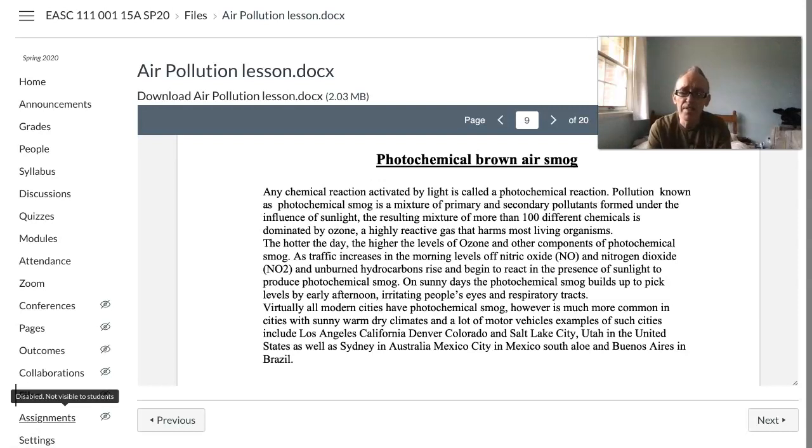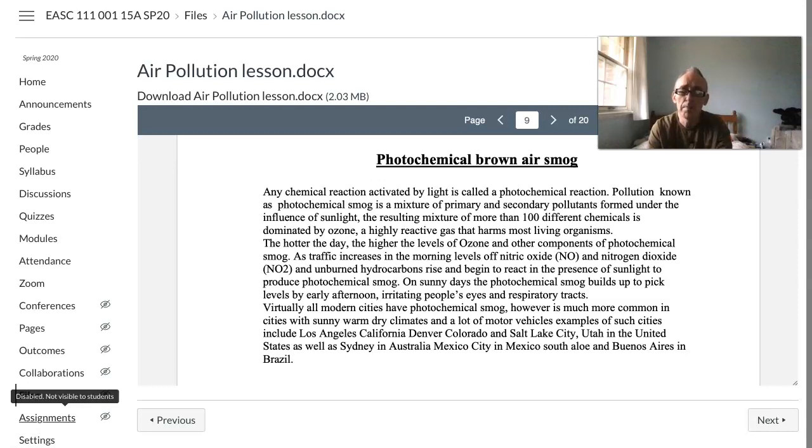And you may have felt the effects of ozone, for example, on a very hot day, maybe in Philadelphia. You may have had burning eyes, or difficulty in breathing on very, very hot days. This is often when you've got very high ozone levels. So the hotter the day, the higher the levels of ozone and other components of photochemical smog.